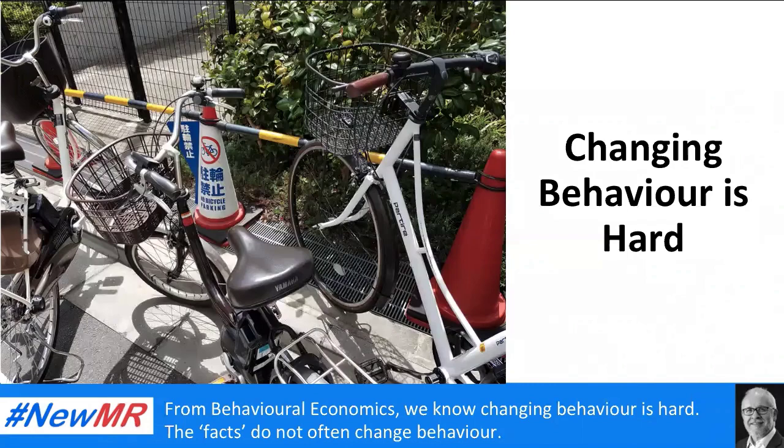And this picture here is a wonderful example of how we can confuse facts with message. So I was staying in Tokyo and this photograph was just outside my apartment. And the blue writing in the middle in Japanese says, no bicycles here.